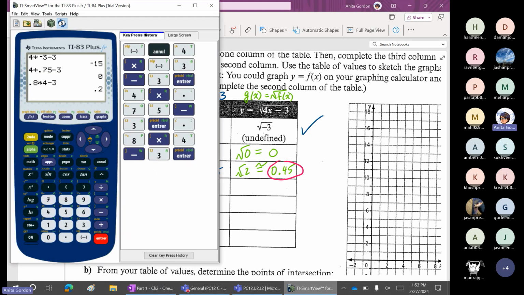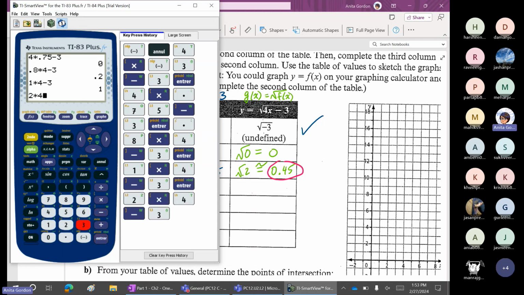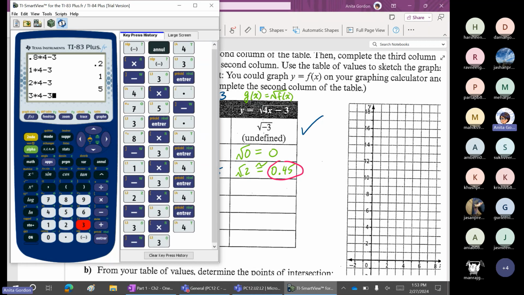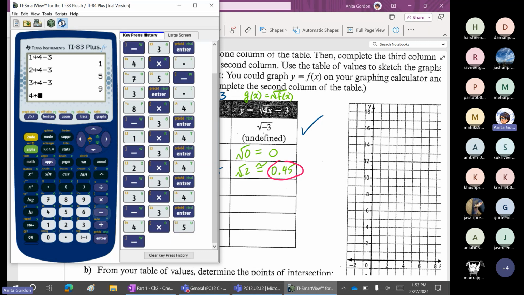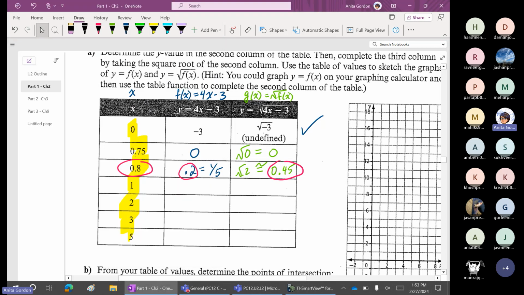All right, and then I'm just going to go through 4 times 1 minus 3, 2 times 4 minus 3, 3 times 4 minus 3, and 4 times 5 minus 3. 1, 5, 9, 15. Oh, sorry, 17. So now when I look at my square root, I'm going to square root all of these.